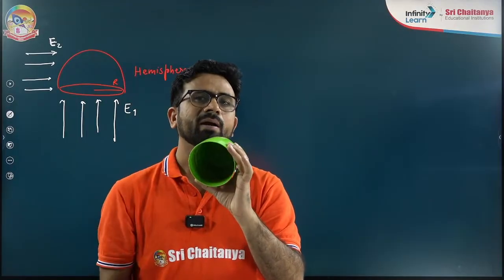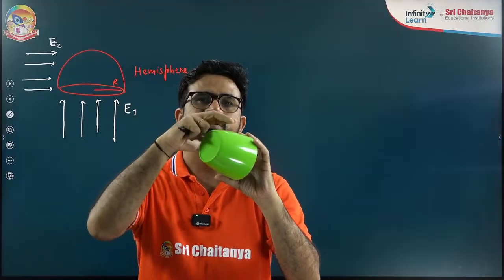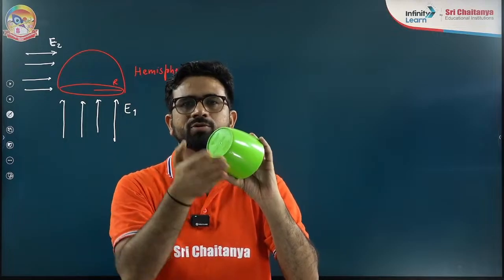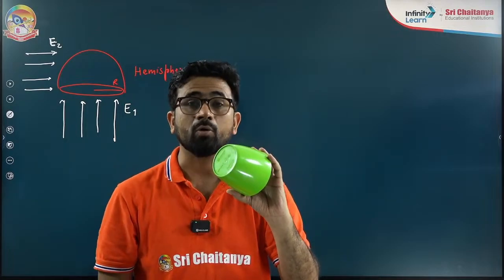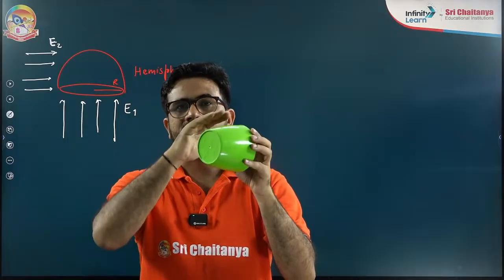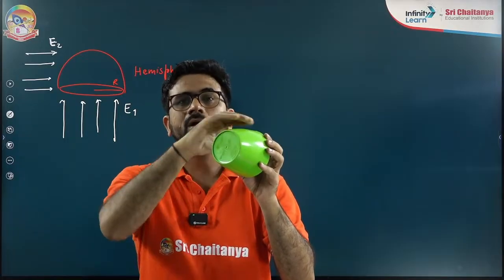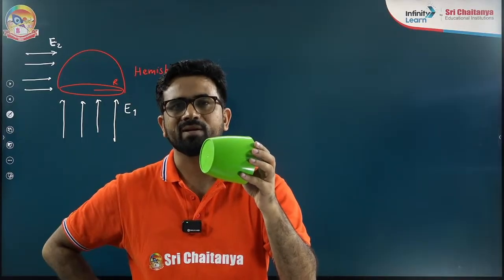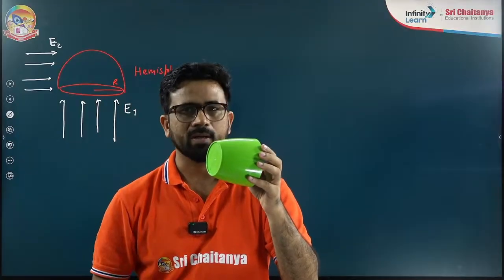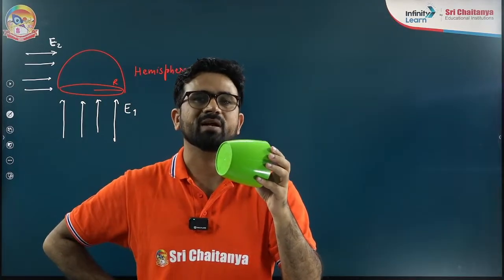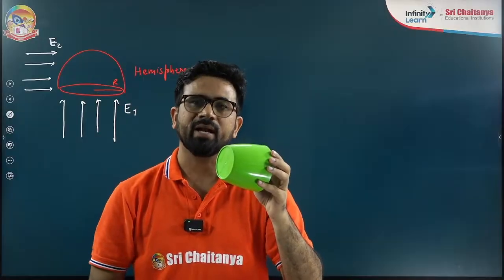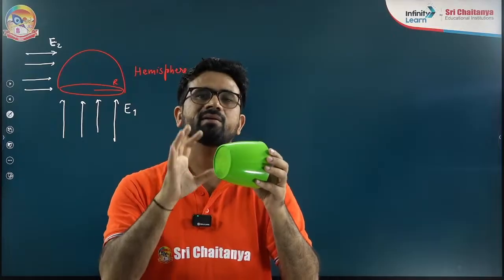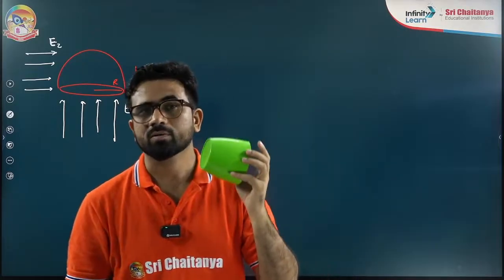Now the question is: how much flux is associated with this curved part? How to calculate? Very difficult, because this is a curved surface. The field is there, E, no problem. But the area is a little difficult, and the angle between area and field is also difficult, because at every point it is changing. Then it is difficult to solve. So how to solve this question?